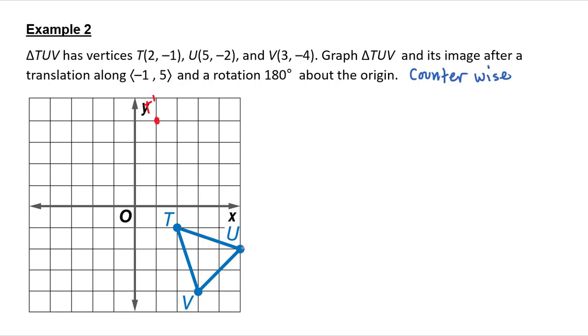And then U is here. I'm going to go 1 to the left, 5 up, 1, 2, 3, 4, 5. V, 1 to the left, 5 up, 1, 2, 3, 4, 5.